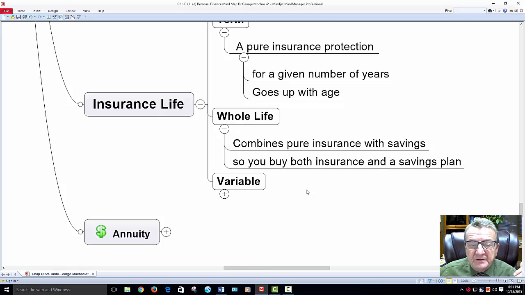It combines pure insurance with savings, so you buy both insurance and a small savings plan. I did that with my kids. I got a whole life policy in case something would happen to them, God forbid, so that I could at least give them a proper burial. But when they reached 18, it becomes theirs automatically, just the way most life insurance or whole life are set up for a minor.